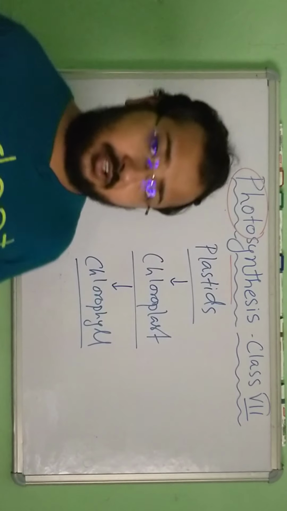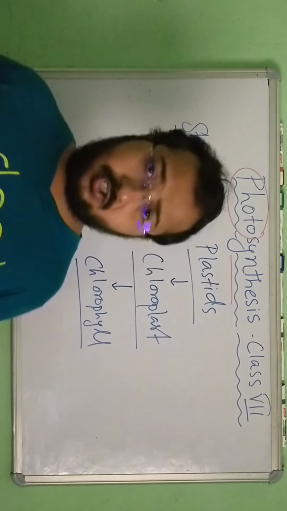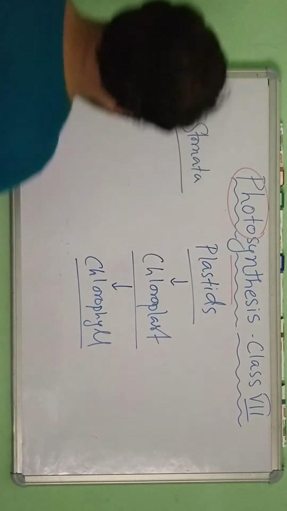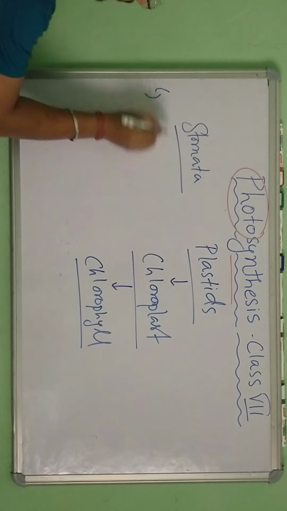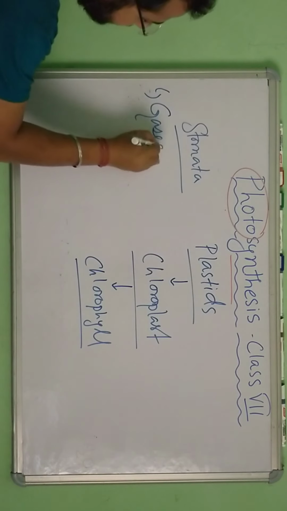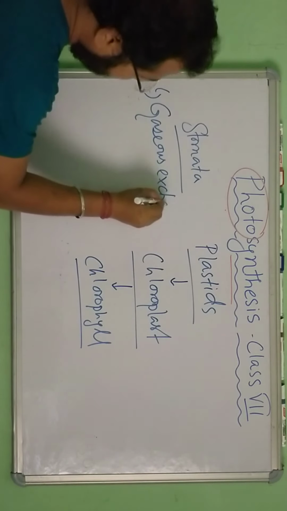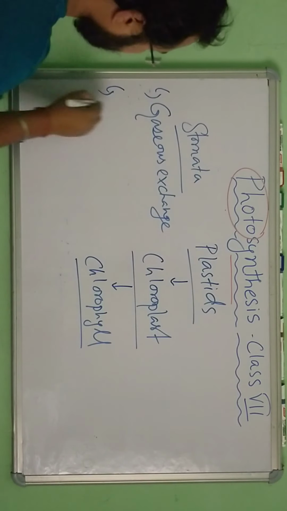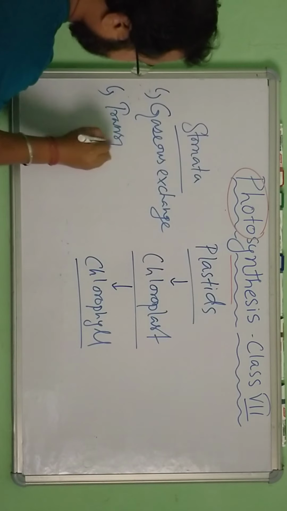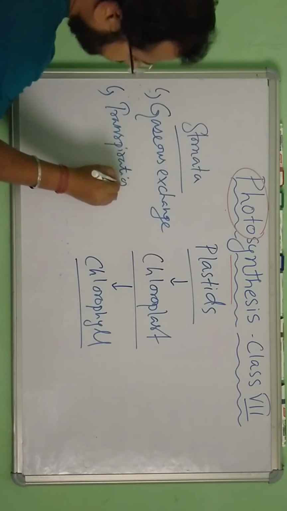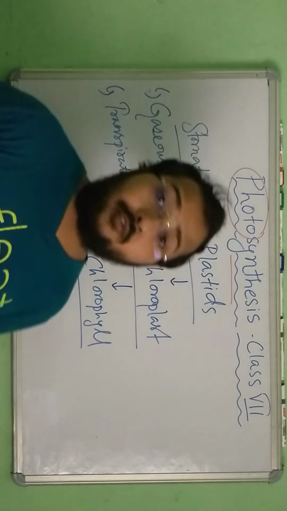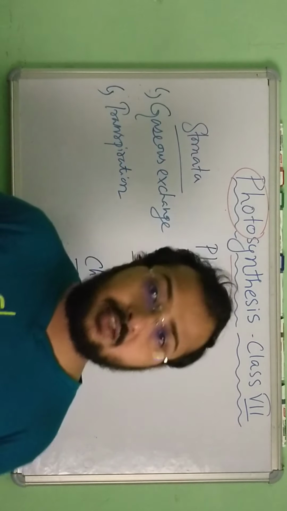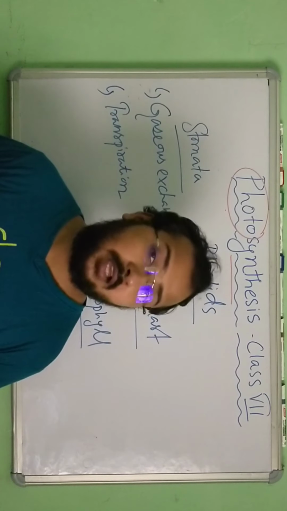Now the second function, after this primary function, the second function of this stomata is transpiration. So let me write it. First, the primary function of stomata is what? I said gaseous exchange. What is the second function? Second function is the transpiration. Transpiration is nothing but the releasing of excess water from the plant cell.